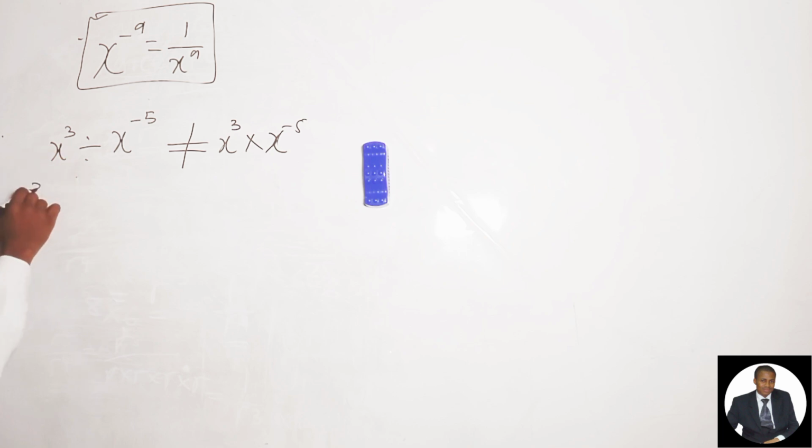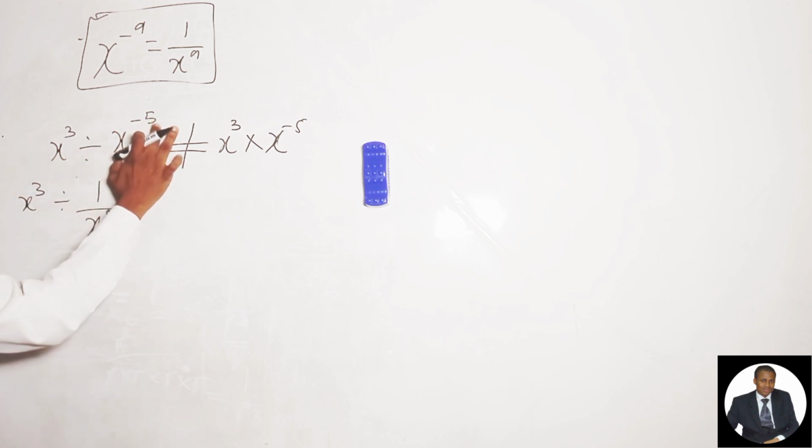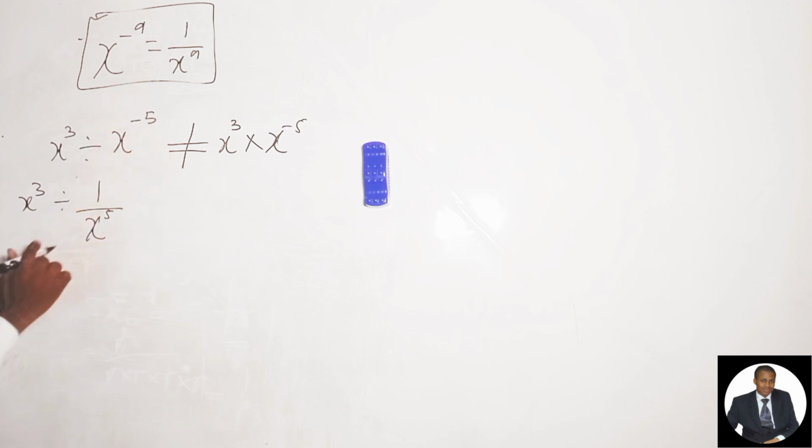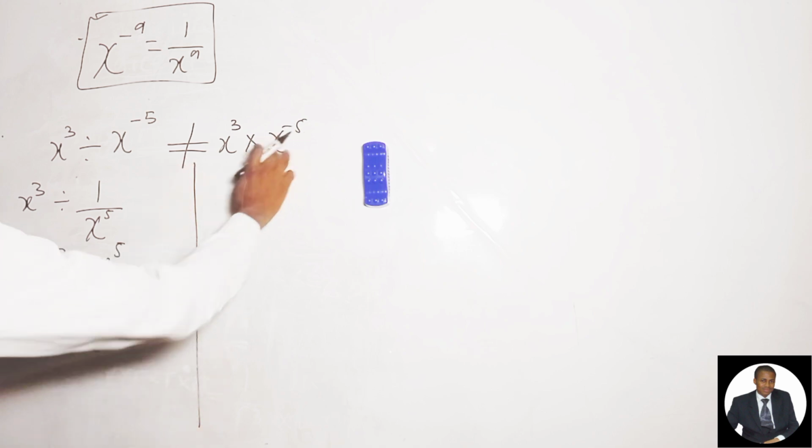x cubed divided by this, that's divided by 1 over x to the power 5. We'll leave the division that way, and then we do this as a reciprocal, 1 over x to the power 5. And what does this give us? x cubed times x raised to the power 5. That's x to the power 3 plus 5. That's x to the power of 8. We'll leave this answer this way, and then we answer this one.